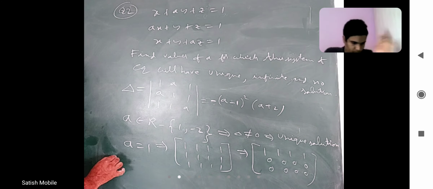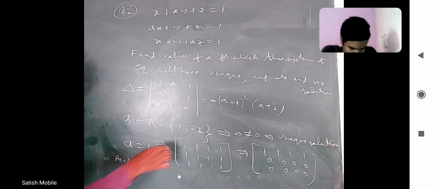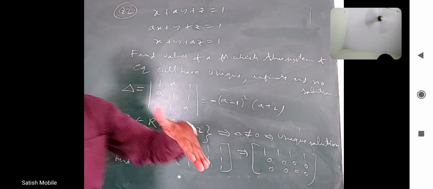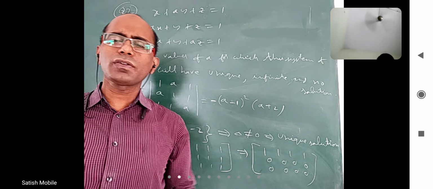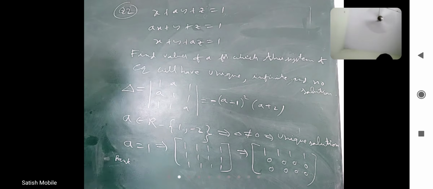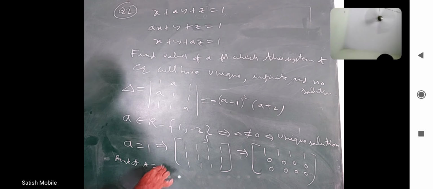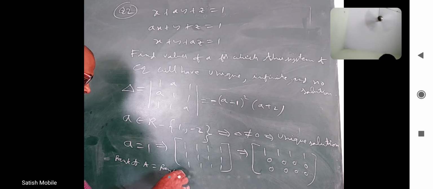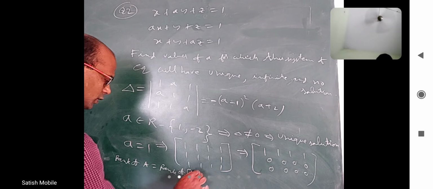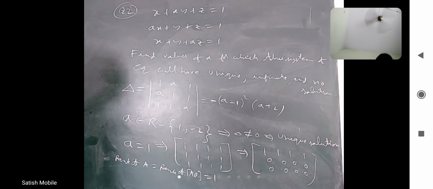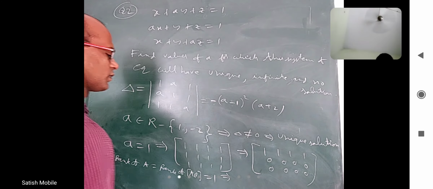Okay, so you have to write here. And even without writing it, you can understand all three became one equation. One equation, you fix z, you can keep on changing x and y, you will get infinite solutions. But still, for a better understanding, rank of A equal to rank of AB is equal to 1, which implies infinite solution.